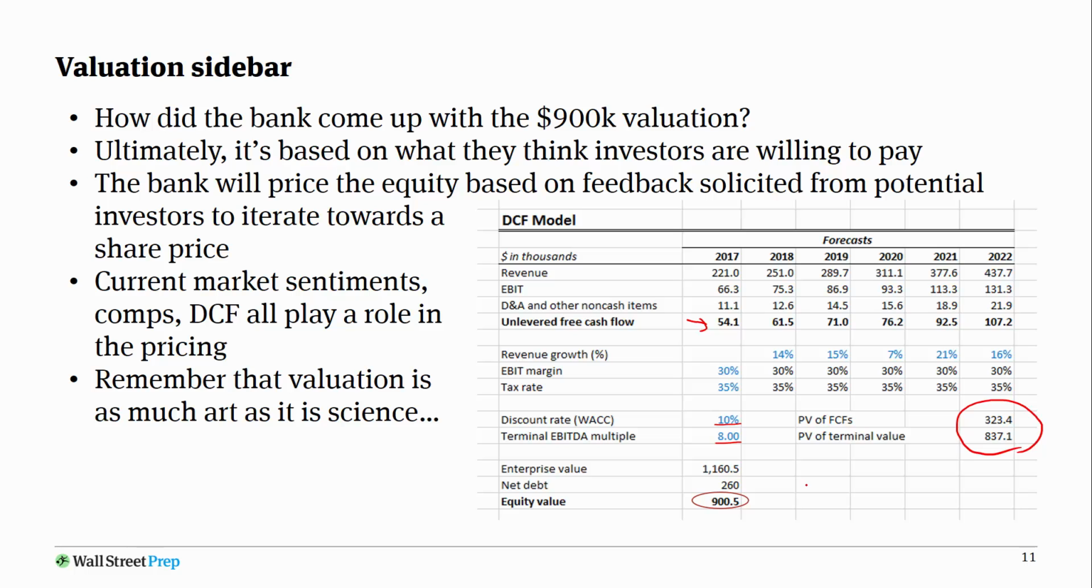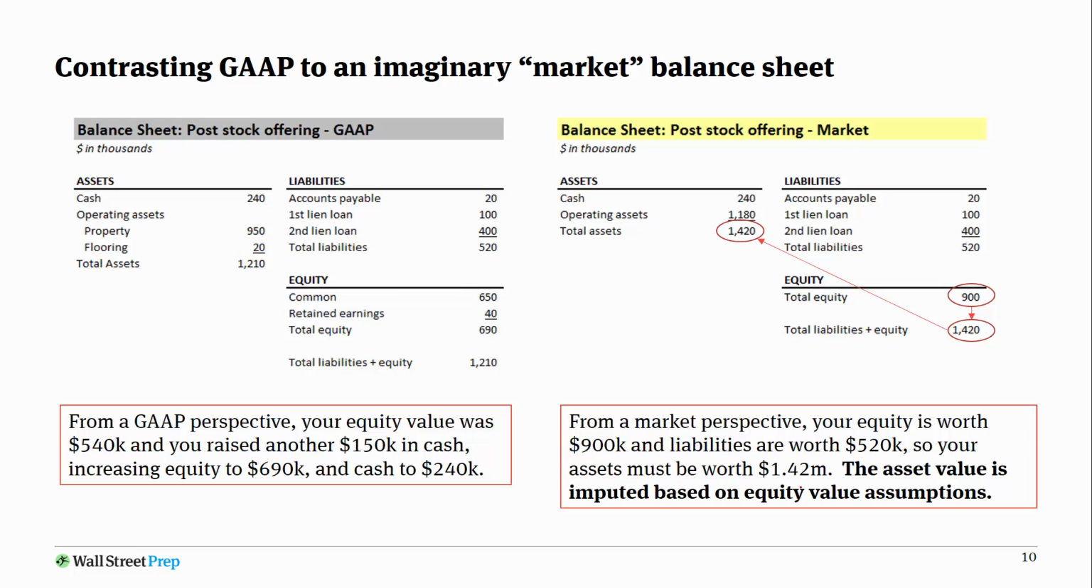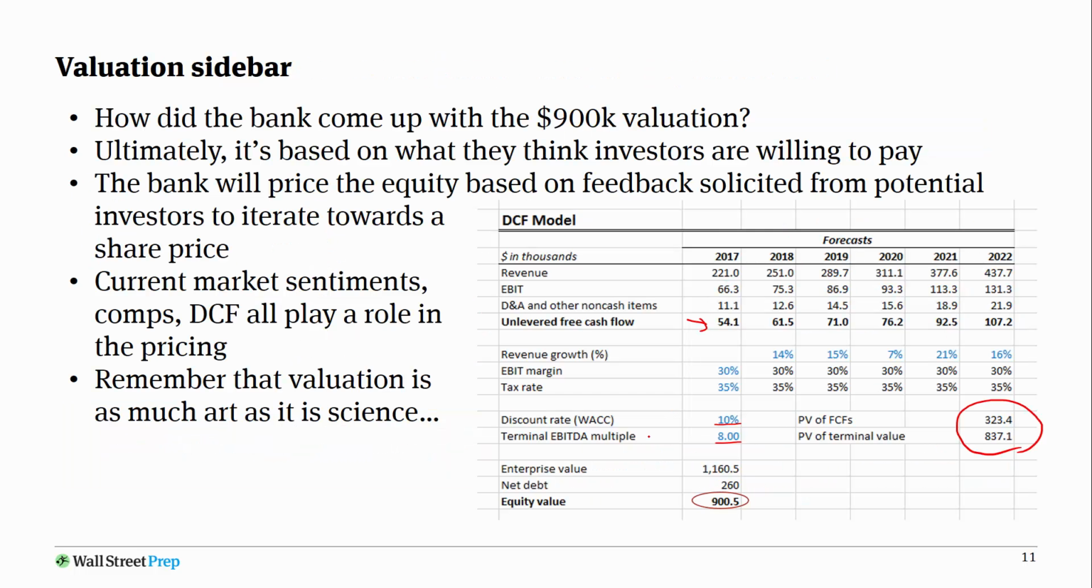Remember, let's go back here. We had $240,000 of cash. We had about $500,000 in debt, so net debt of 260. And so you would take 260 from the 1.2 million, and you get to an equity value of 900.